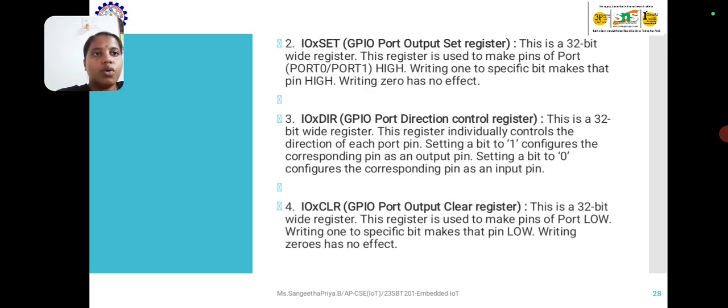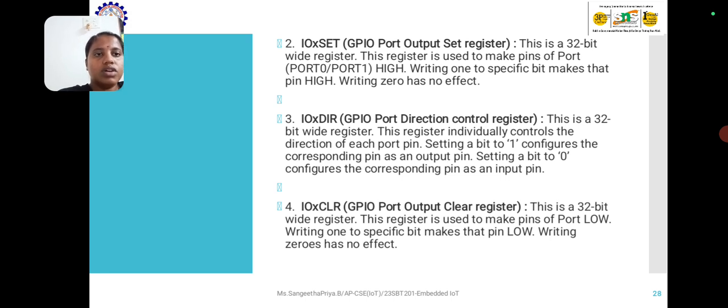Next one is the port output set register. It is a 32-bit wide register. This register is used to make pins of port 0 and 1 high. Writing 1 to a specific bit makes the pin high. Writing 0 has no effect.